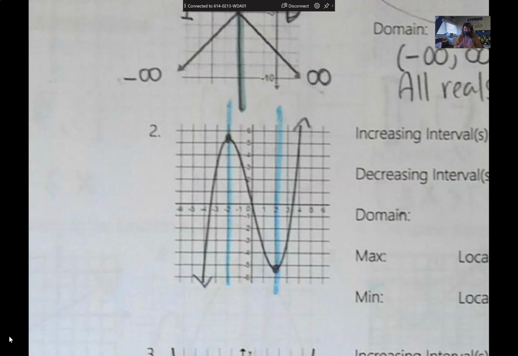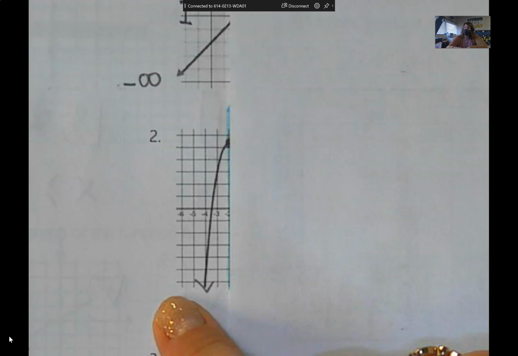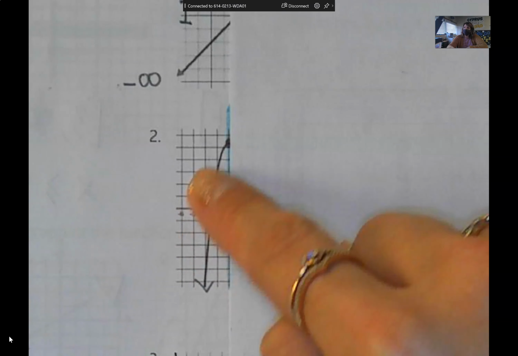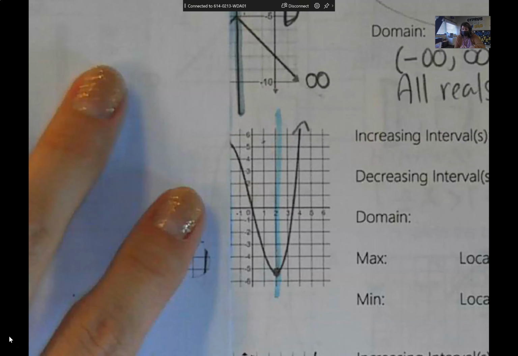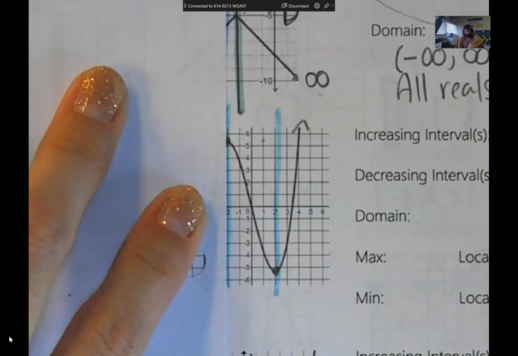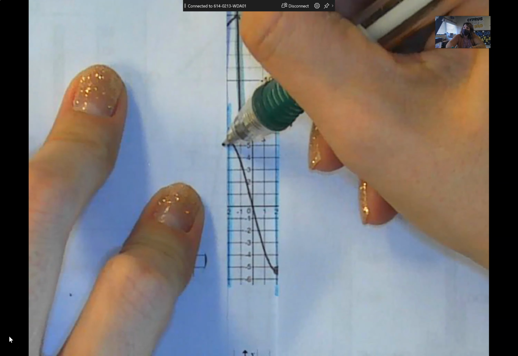And now we move on our function from left to right. So I'm going to cover up the rest of the function for us. You start on the left-hand side and you move right. As you move right, what is your function doing? Increasing. So this is an increasing interval. Okay, now I can forget about that left-hand side and I can cover up the right-hand side. And now I just move left to right. So as I go from left to right, what is my function doing? Decreasing.